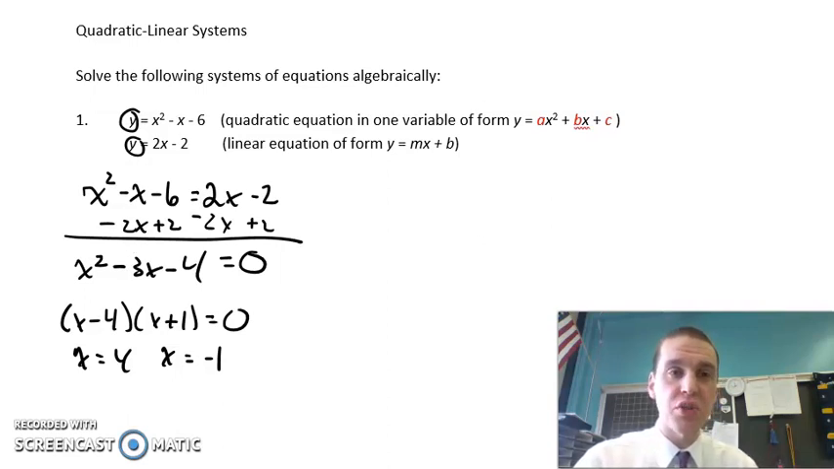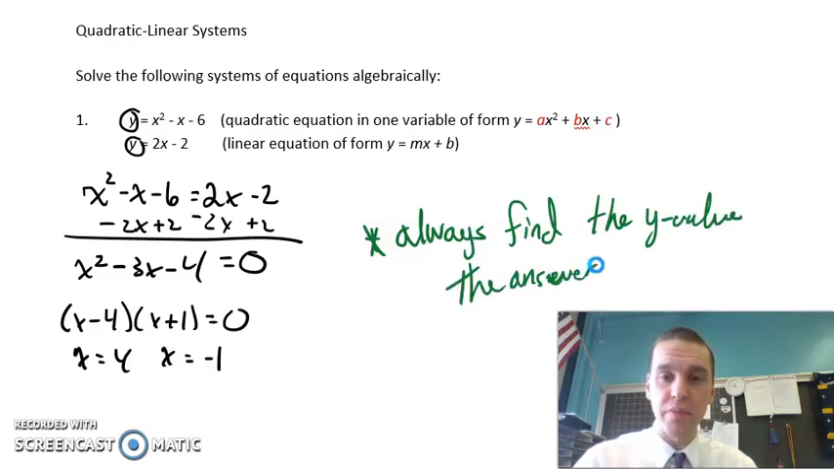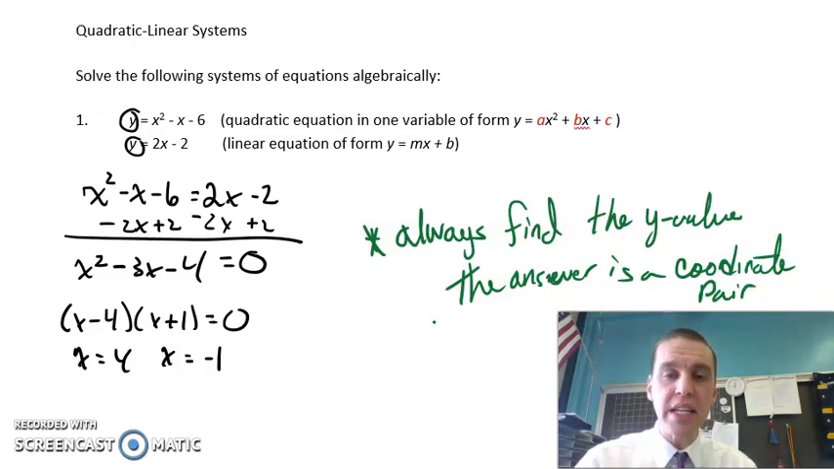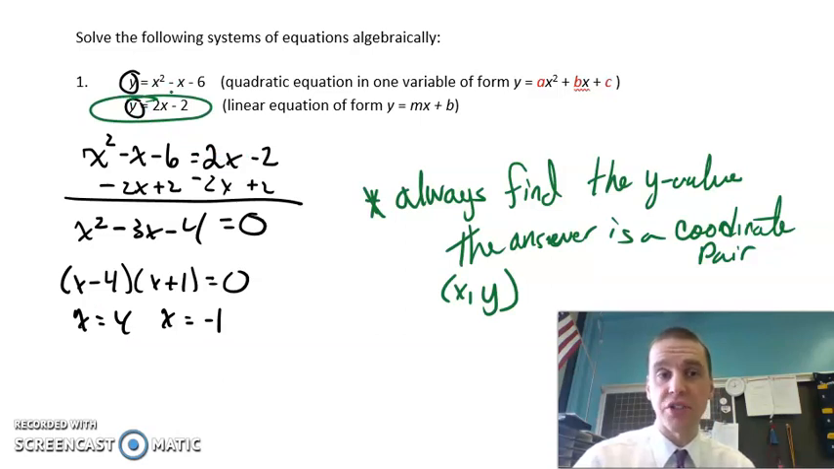One of the things that you need to remember is always find the y value. The answer is a coordinate pair. You need the x and the y. To find the y value, we're going to take this linear equation because it's easier. You could have taken the quadratic, but we're going to take this, and we're going to plug in 4, because that's our first x value.